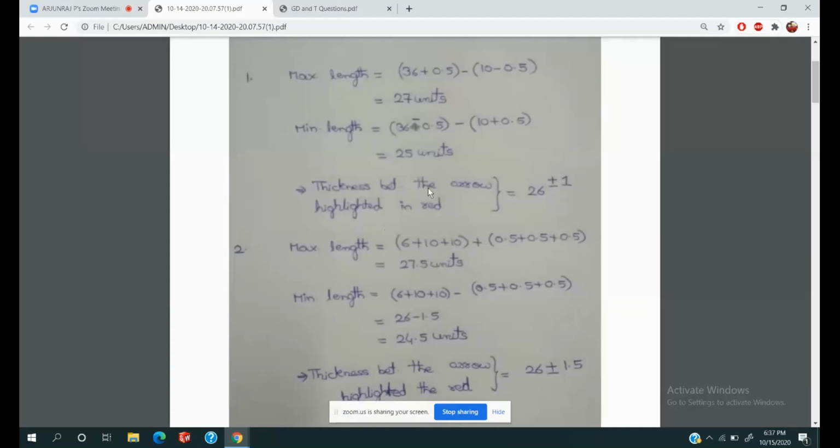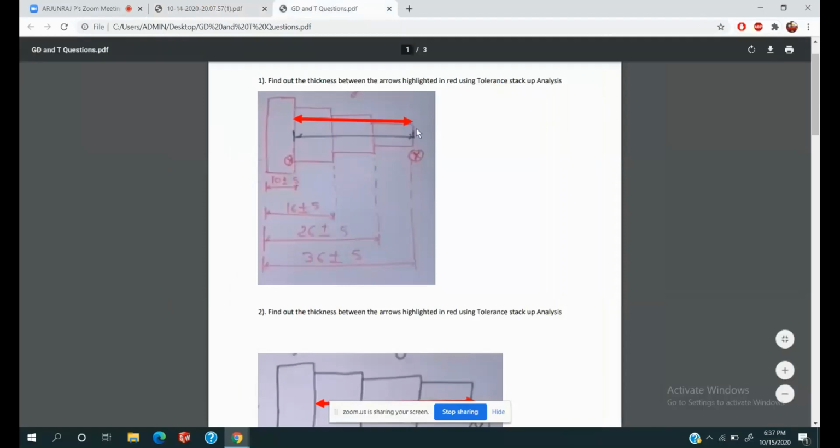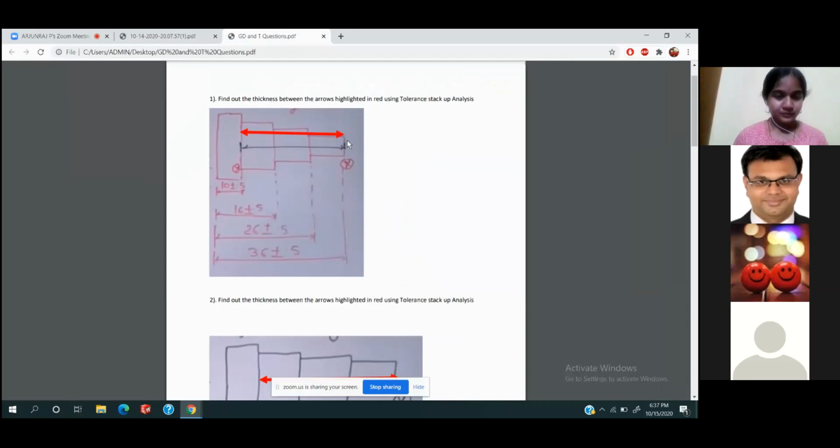Okay. So first I'll show the question. Sir, actually, I don't have any idea about this tolerance stack-up analysis, but regarding the figure, I have seen that we need to find the tolerance of the red arrow line.